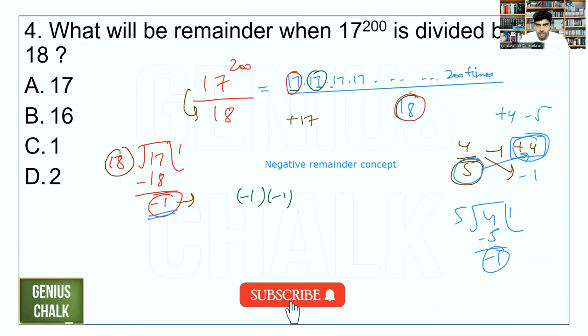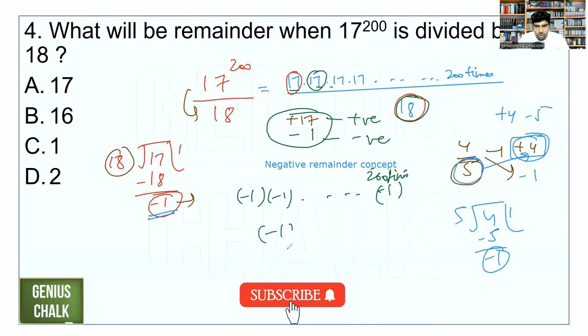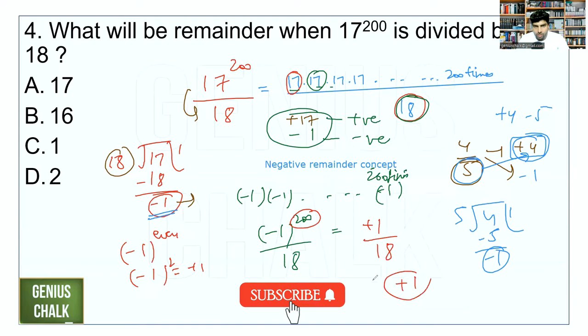If you divide this by 18, again, this is your positive remainder and this is your negative remainder. That means the negative remainder is coming minus 1 till the last, and this is total 200 times. Can I say minus 1 to the power 200? That is the answer when divided by 18. Minus 1 to the power even: minus 1 squared is plus 1. Similarly, minus 1 to the power 200 also is plus 1, and plus 1 divided by 18, your answer is plus 1 itself.